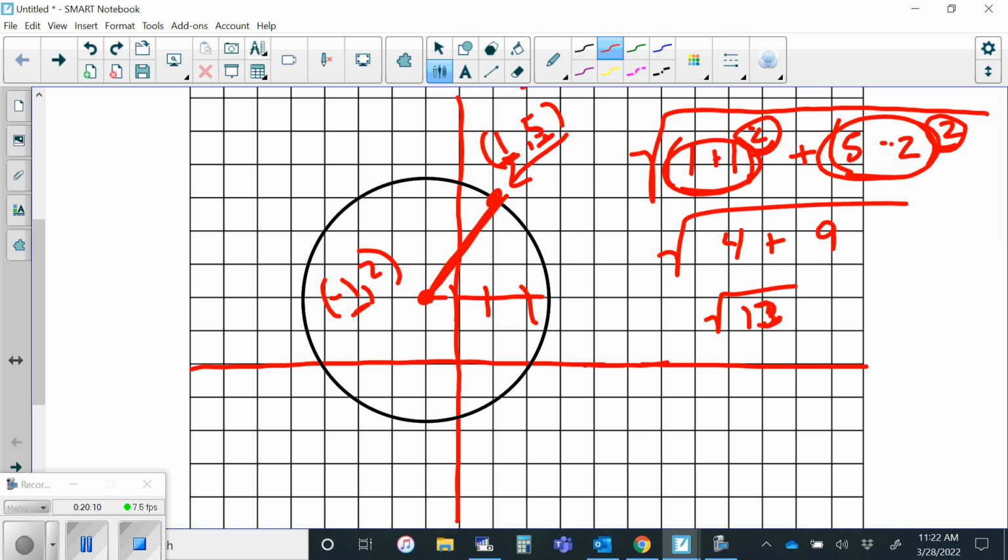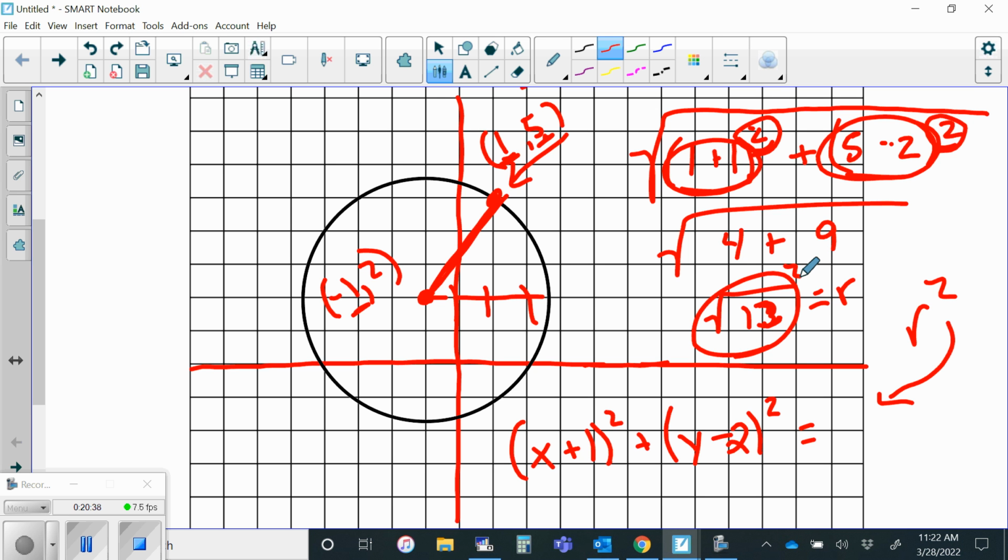Now I got my radius. That's my radius. I got my center. So it's x what? Plus 1, very good, squared, plus y minus 2, beautiful, squared equals, be careful. Why did you get 13? This is r squared goes there, right? What happens when you square a square root? What do the square and the square root do to each other? So then I have 13 down there. That is my equation for that circle.